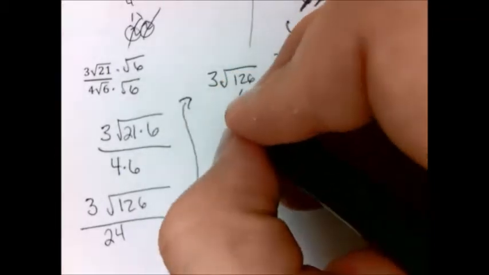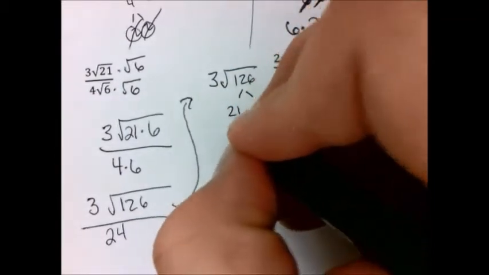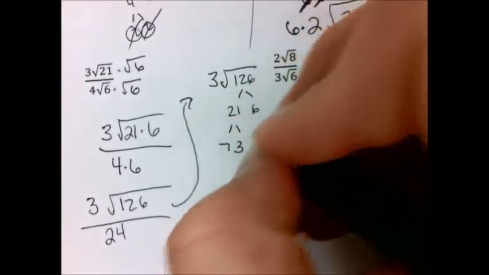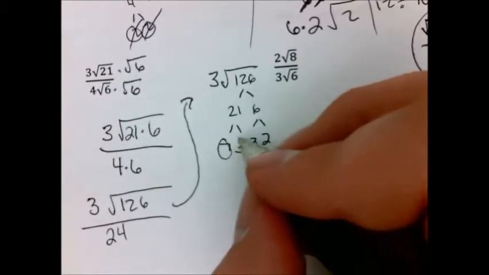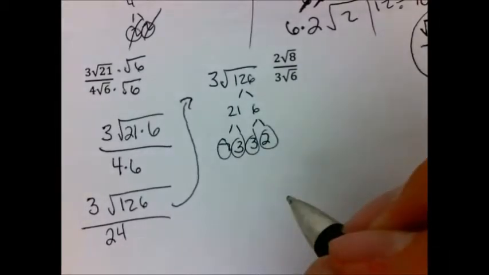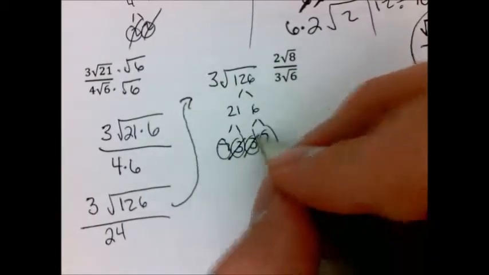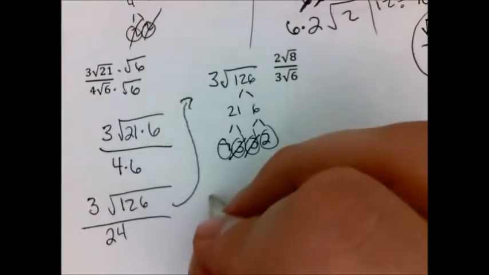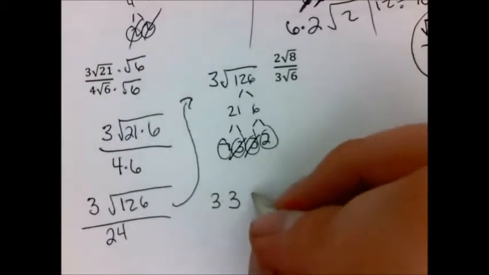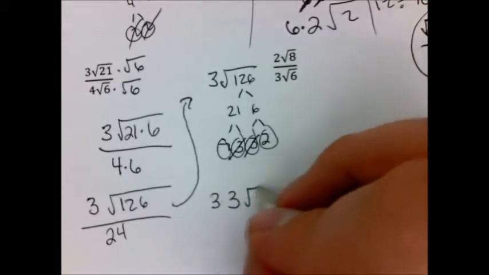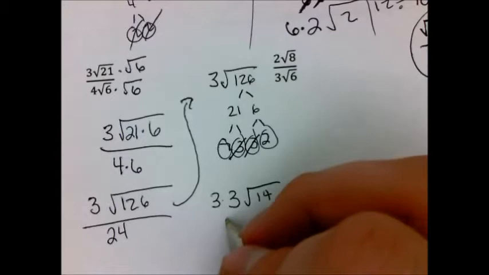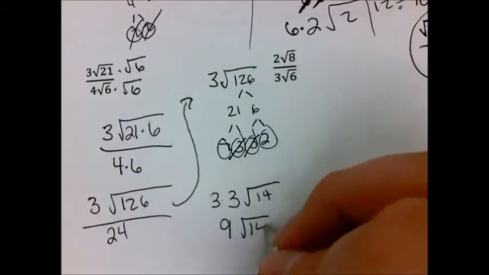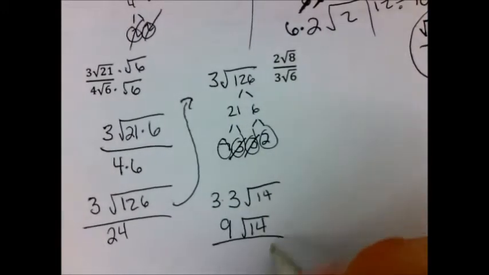So we got 3 square root 126. This breaks down into 21 and 6. This breaks down into 7 and 3. Breaks down into 3 and 2. So we have 7, a 3, a 3, and a 2. My only combination, our pair, is right there. So we take 3 times 3. 7 and 2 go back under, which is 14. Which means we have 3 times 3 is 9, square root of 14, all over 24.